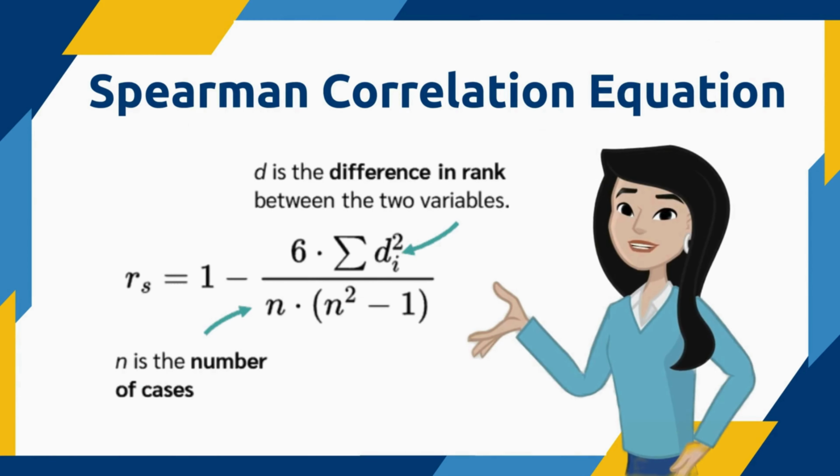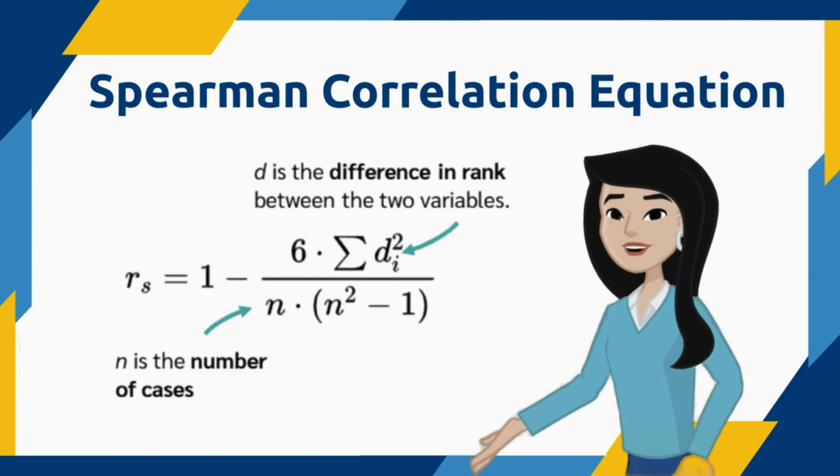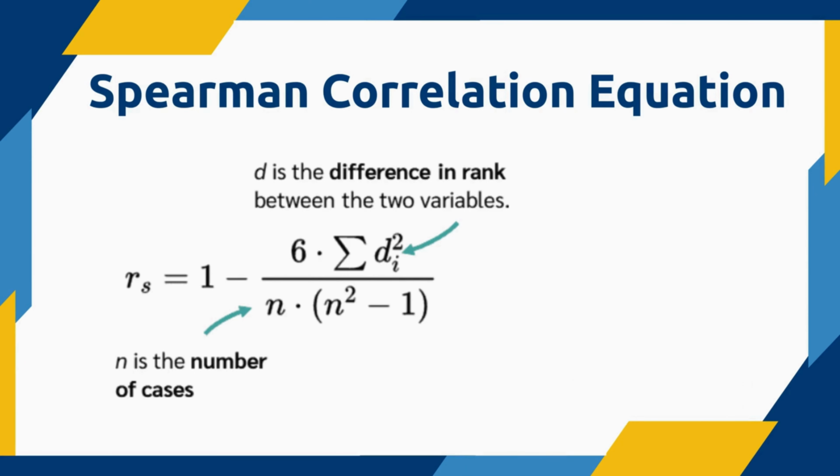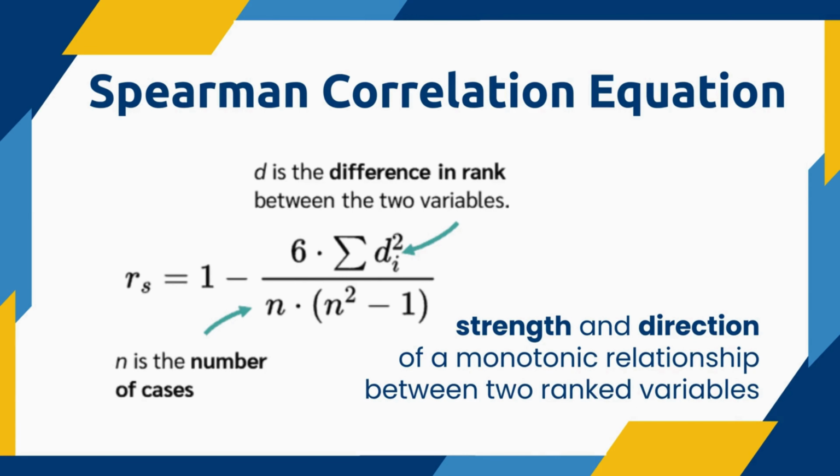Now let's take a look at the formula behind Spearman's Rho. It's based on the difference between the ranks of each paired observation and looks like this. This expresses the strength and direction of a monotonic relationship between two ranked variables.